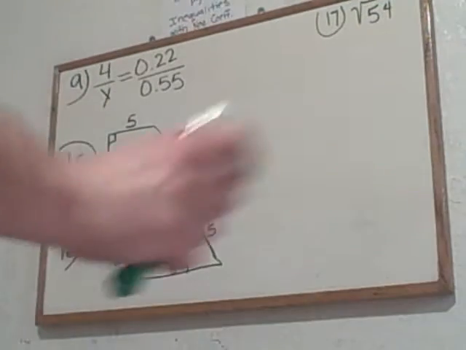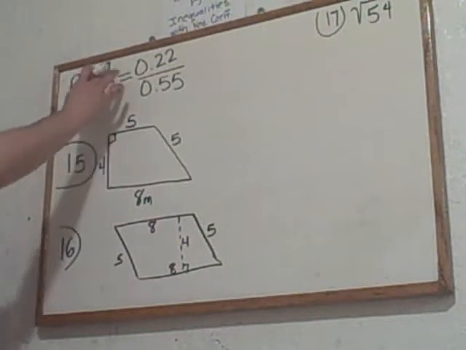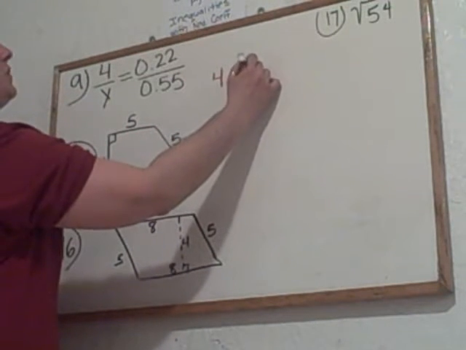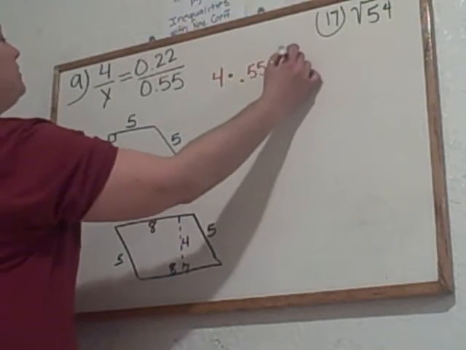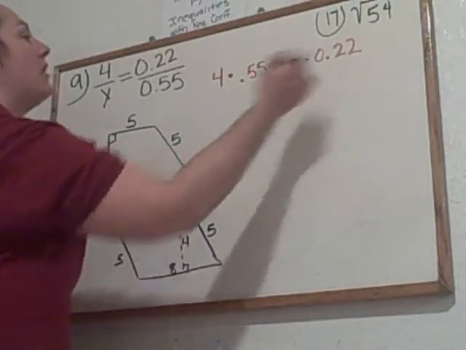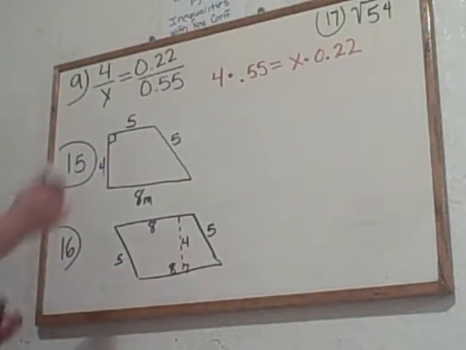Let's take a look at problem number 9. Number 9 presents us with the proportion that we're asked to solve. Remembering that in a proportion, I multiply the two numbers which are across from each other and set it equal to the multiplication or the product of the other two numbers which are across from each other. And I solve for my variable, which is x.